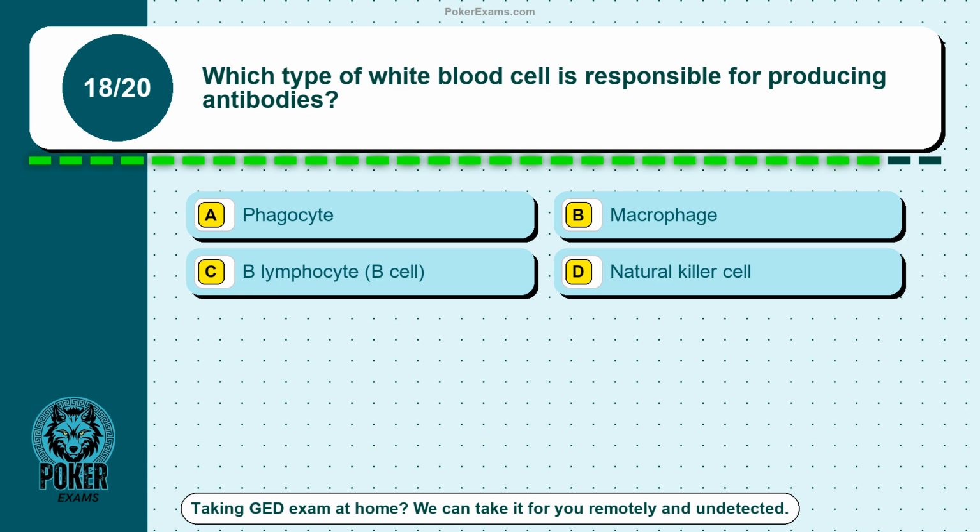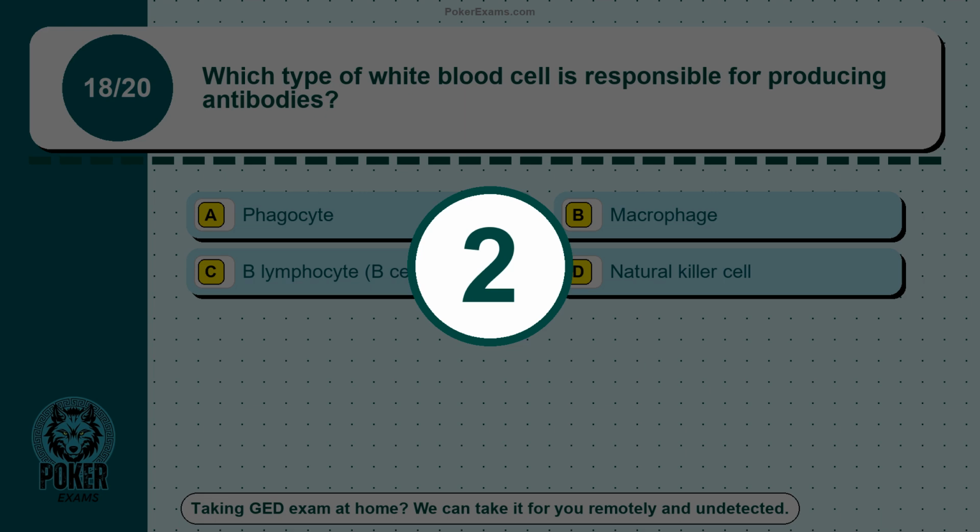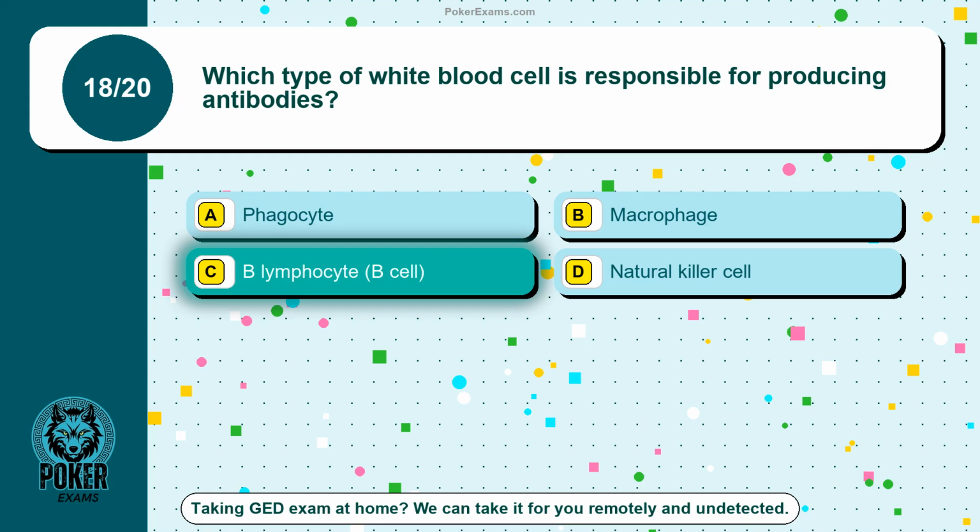Question 18. Which type of white blood cell is responsible for producing antibodies? Option A, phagocyte. Option B, macrophage. Option C, B lymphocyte, B cell. Option D, natural killer cell. The correct answer is option C, B lymphocyte, B cell.